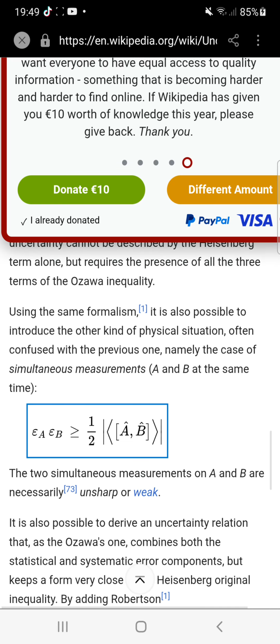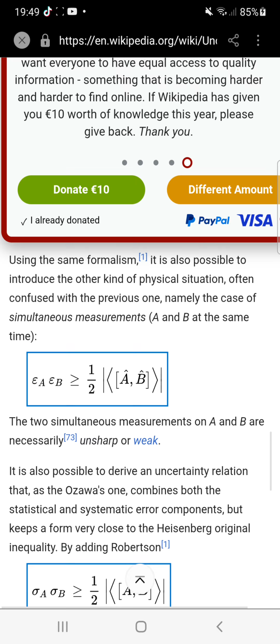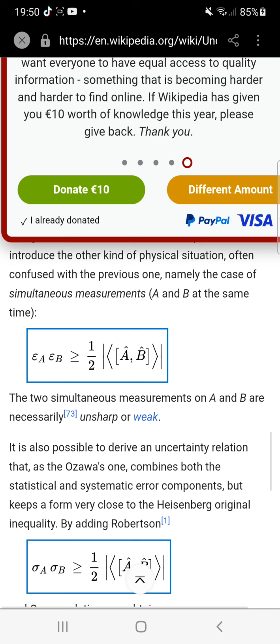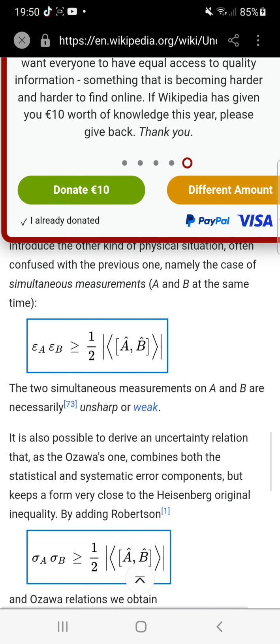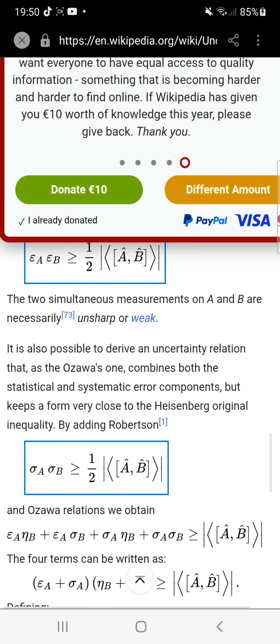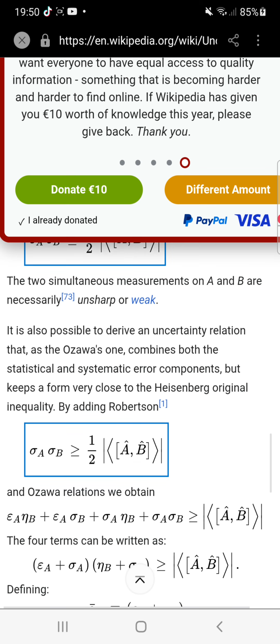Using the same formalism, it is also possible to introduce the other kind of physical situation often confused with the previous one, namely the case of simultaneous measurements of A and B at the same time. Epsilon A epsilon B greater or equal half the absolute value of the expectation of the commutator of A and B. The two simultaneous measurements on A and B are necessarily unsharp or weak.